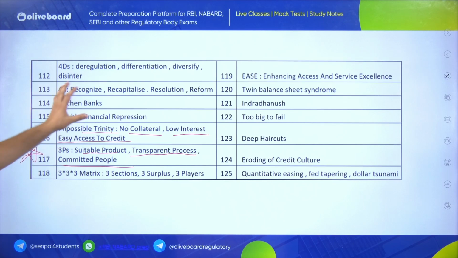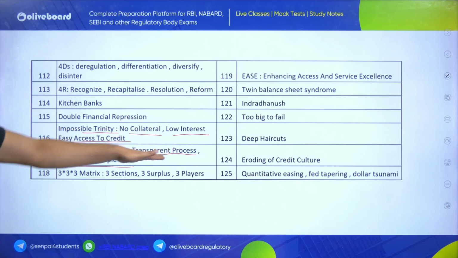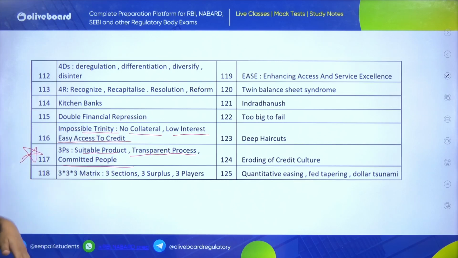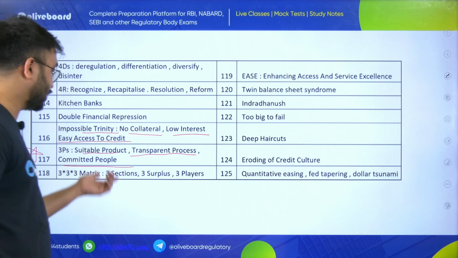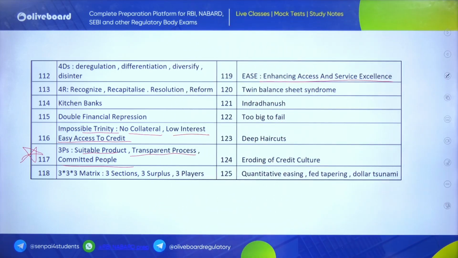You can utilize these keywords majorly in your government schemes related questions also. For example, MGNREGA. How beautiful it would be to use these keywords: suitable product, transparent process, and committed people for MGNREGA. 3 into 3 into 3 matrix. 3 sections, 3 surplus, 3 players. EASE. What is EASE? Enhancing access and service excellence.